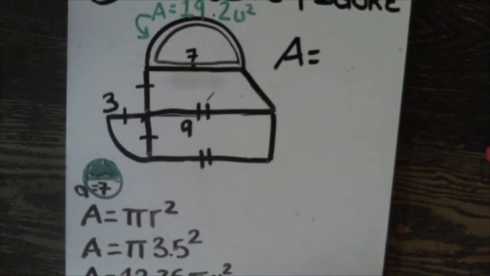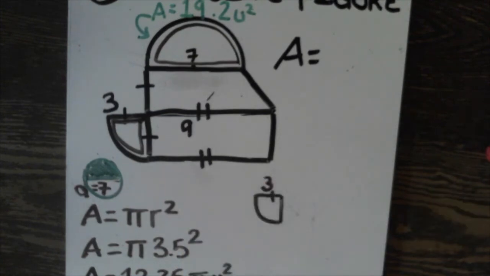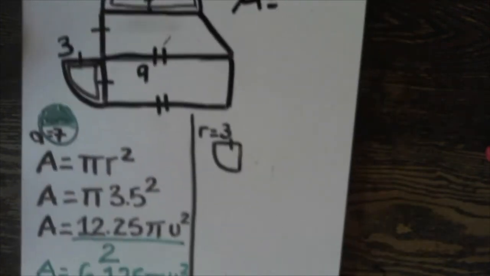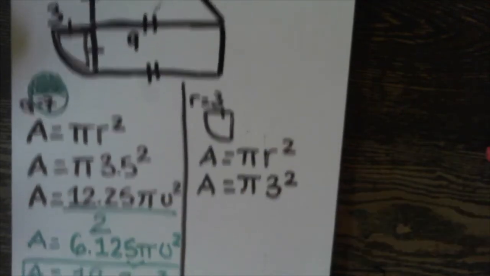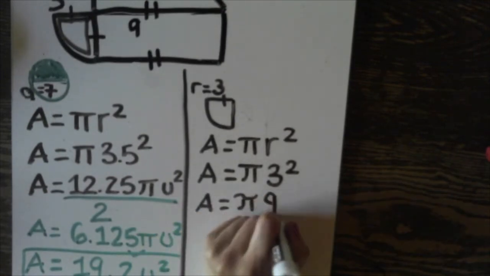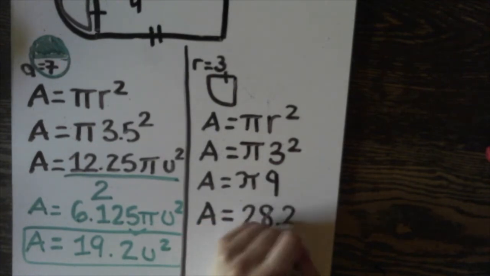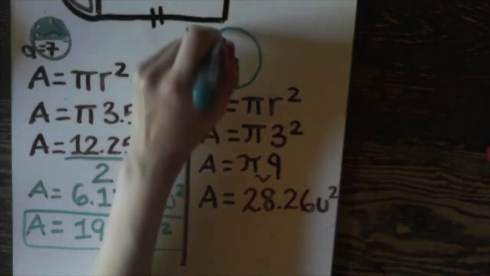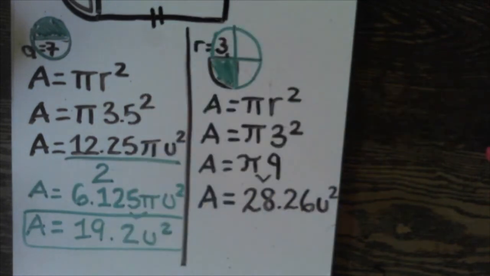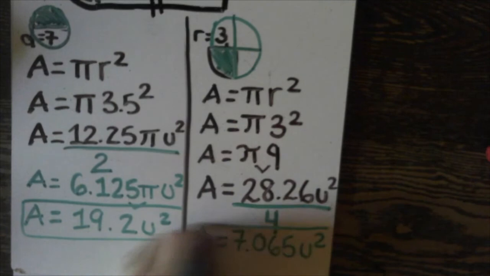But there is another circle, or at least a part of a circle, with a radius of 3. Well, let's find our area. Area equals pi r squared again, where pi times 3 squared is the same as 9 pi, or pi times 9. We definitely want to multiply by pi, so we have an answer with decimals, and 3.14 times 9 is 28.26 square units. However, I do not have the whole circle. In fact, I only have 1/4 of the circle, so I am going to divide by 4. Break this into 4 equal pieces. 28.26 divided by 4 is 7.065 square units.